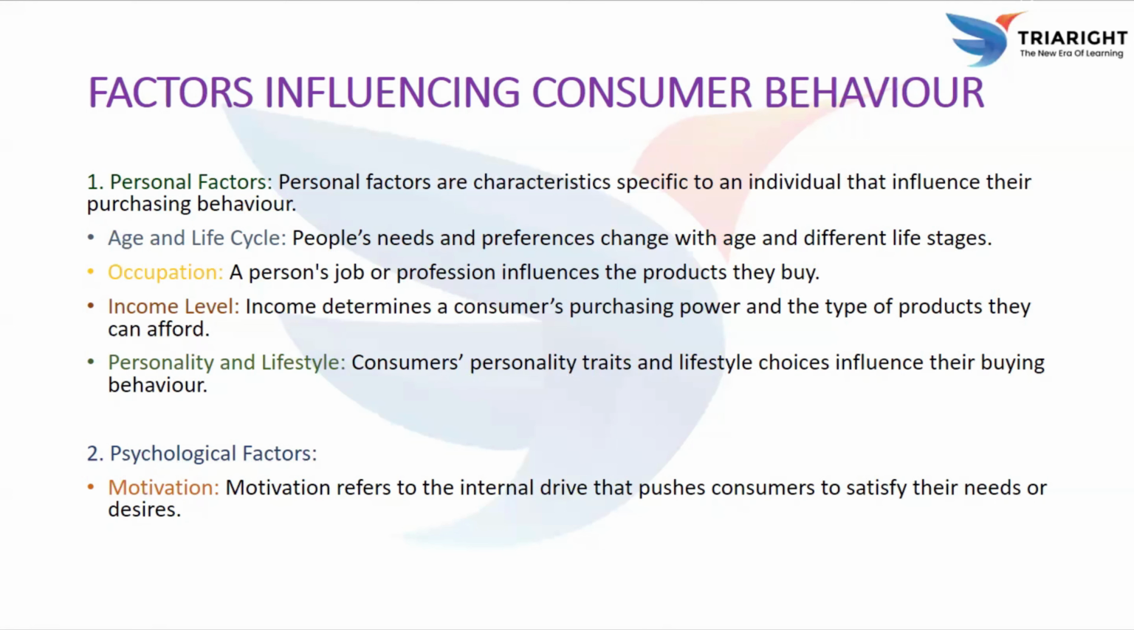Age and life cycle. People's needs and preferences change with age and different life stages. Occupation. A person's job or profession influences the products they buy. Income level. Income determines a consumer's purchasing power and the type of products they can afford. Personality and lifestyle. Consumers' personality traits and lifestyle choices influence their buying behavior.